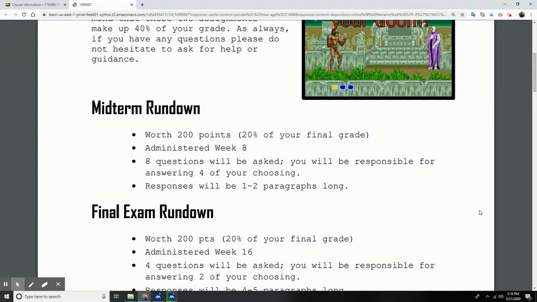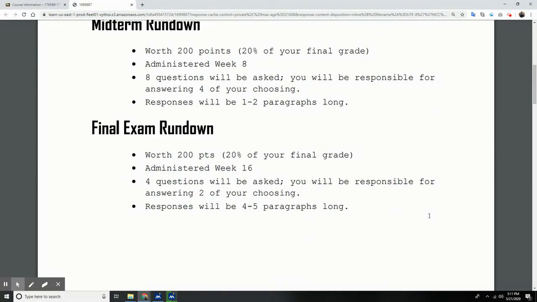I'm going to give you 8 questions pertaining up to the point that we're at in the class, and you're going to be responsible for answering 4 of those of your choosing. So I'll give you 8 questions, and of those 8 questions, you pick 4 of them that you like. You answer those. Those responses are going to be 1 to 2 paragraphs long.